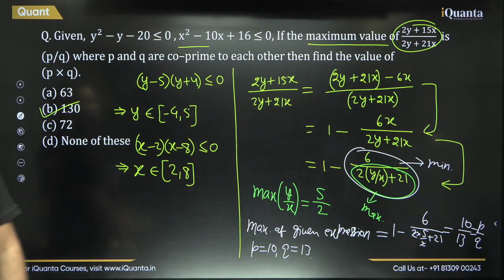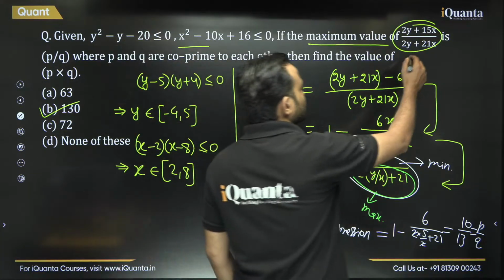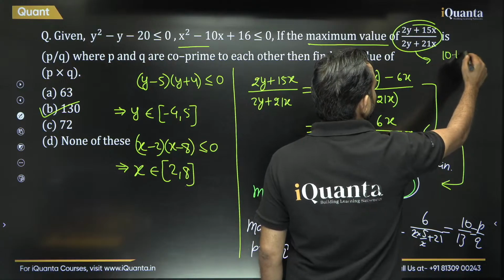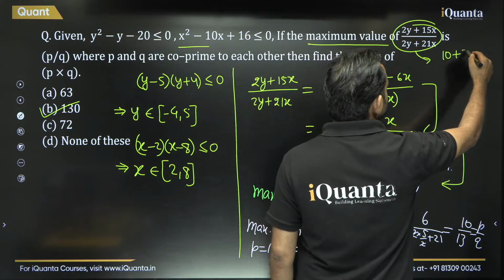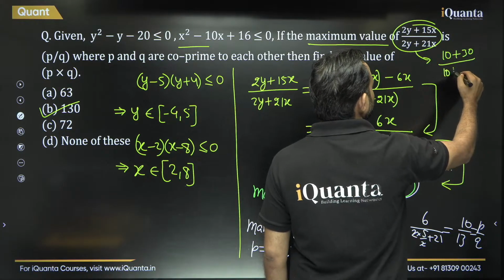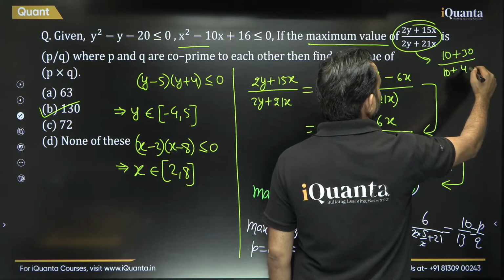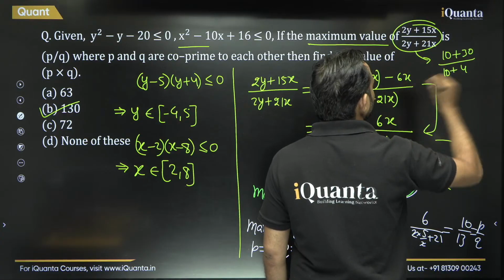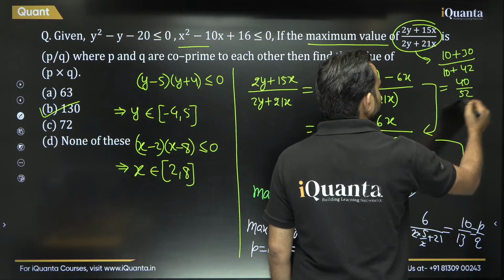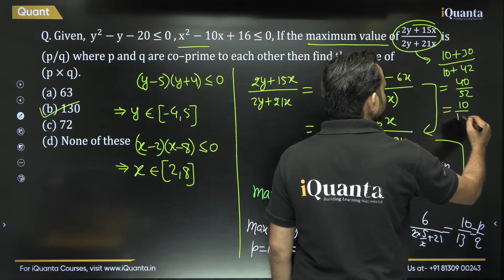You can substitute the value here as well. It does not matter. 2 into 5 is 10 plus 15 into x, this is 30 divided by 2 into 5 is 10 plus 42. This will be equal to 40 by 52, that is equal to 10 by 13.